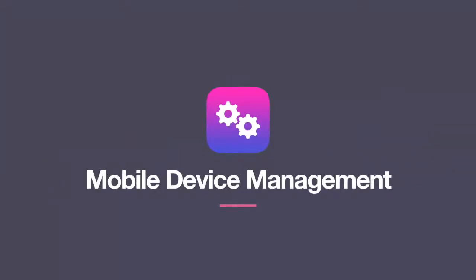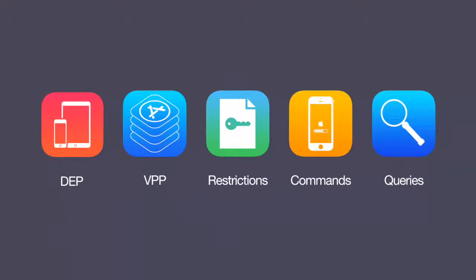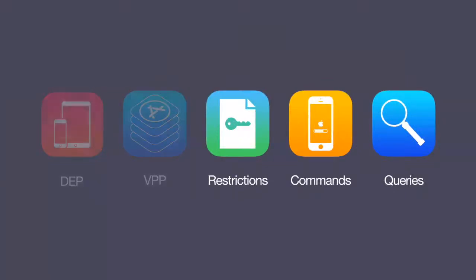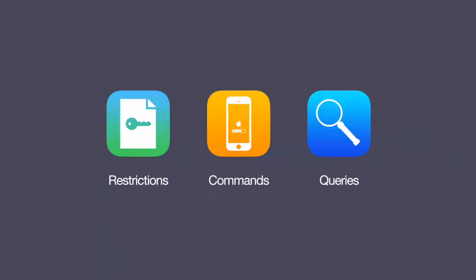Next up, mobile device management. What is it? Why do I need it? Mobile device management is made up of these various top-level areas: DEP, VPP, restrictions, commands, and queries. If you were to look at that as an overview, that is what it kind of looks after. We've already dealt with DEP and VPP though, because they're covered in Apple School Manager. So let's focus on restrictions, commands, and queries.